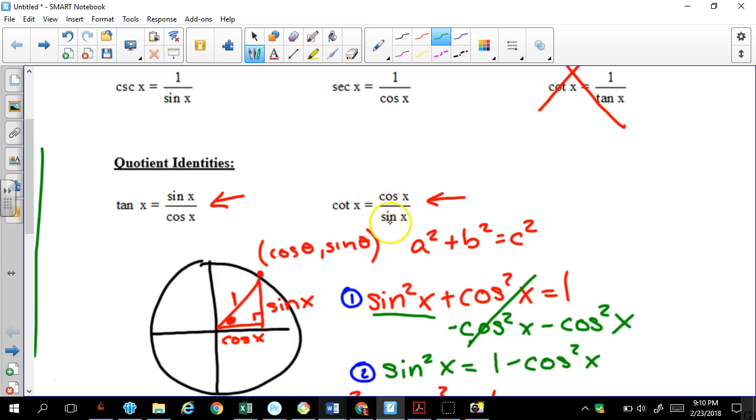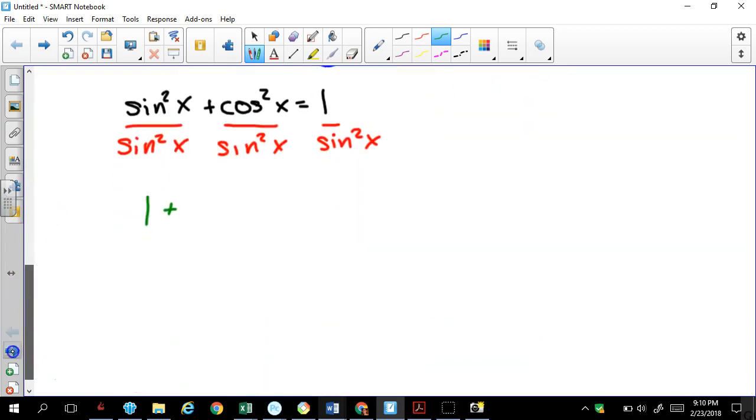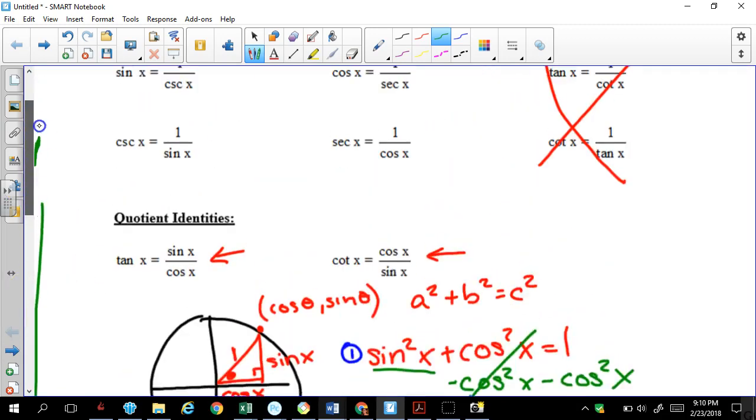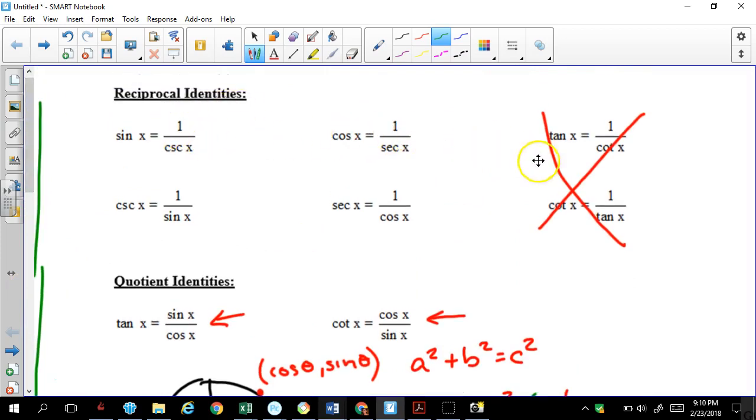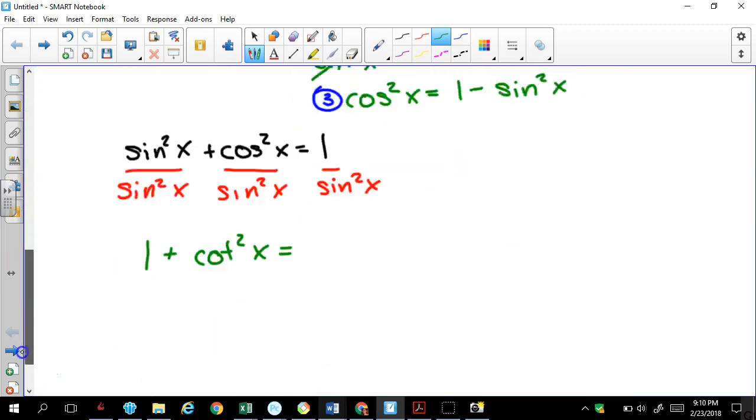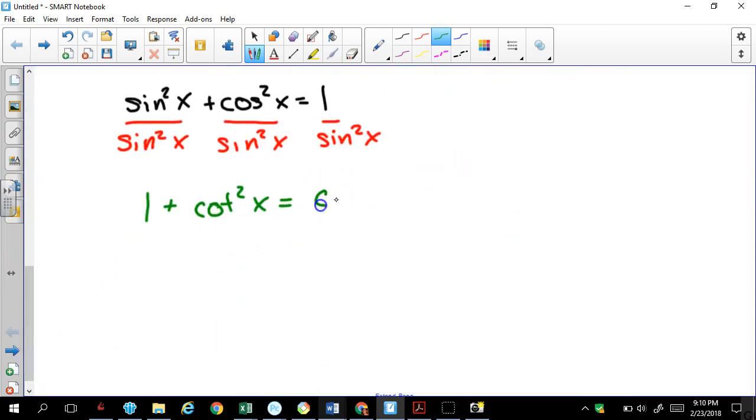Cosine squared over sine squared is cotangent squared. So this is cotangent squared x. And 1 over sine squared, well, 1 over sine is cosecant x. So 1 over sine squared x is going to be cosecant squared x. That's my next identity. This is my fourth one.